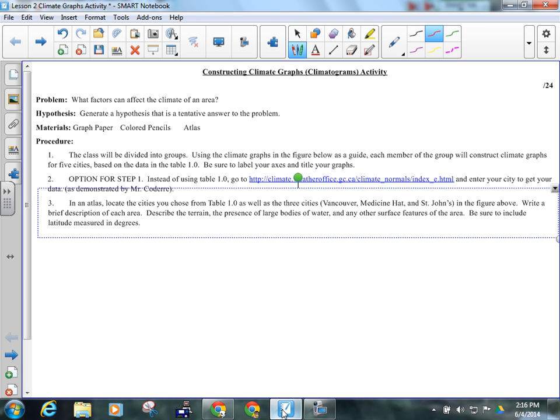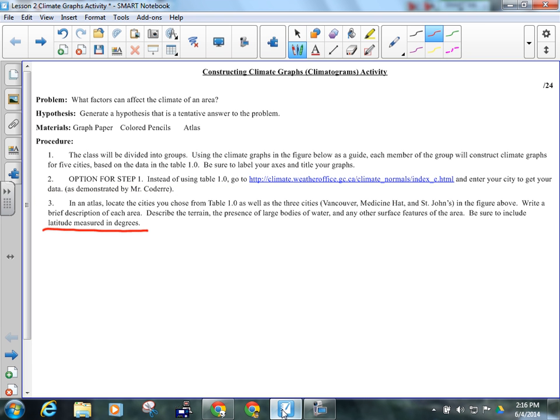Be sure to include latitude in degrees, and it doesn't say this on your sheet, but you should do this as well: elevation or altitude. That's another one, because those are factors that affect climate, and they're two of the most important. So those things should also be included in your description of your cities.